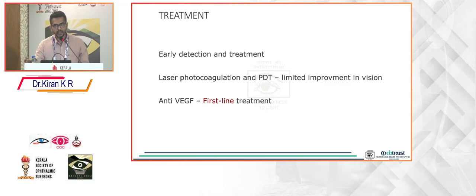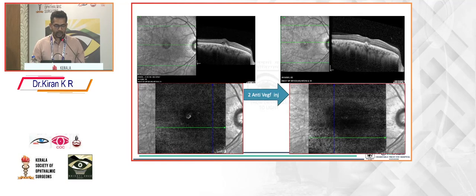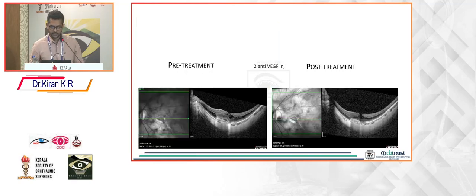Laser photocoagulation and PDT have been tried with limited vision improvement. Anti-VEGF is the first line treatment. So this patient underwent 2 injections in 2020, and you can see the fuzzy borders of the hyperreflective material become well defined, with resolution of the fluid, and OCTA also shows resolution of the membrane. But the presence of flow signals in OCTA doesn't mean the disease is active. So we can use FFA to know for sure the CNVM is inactive, so that we can stop the treatment. This is the second patient who also had a resolution of the fluid, but the schisis is still persisting.